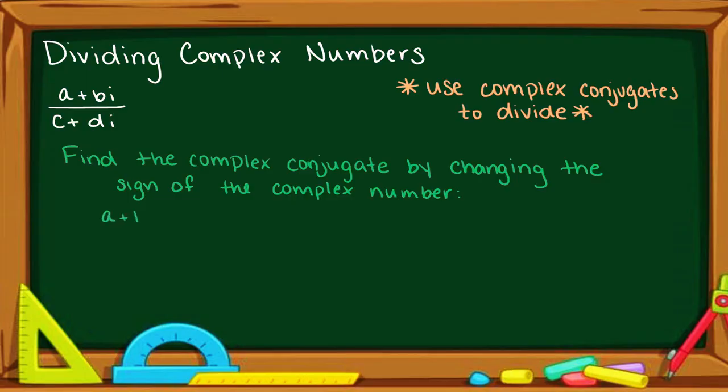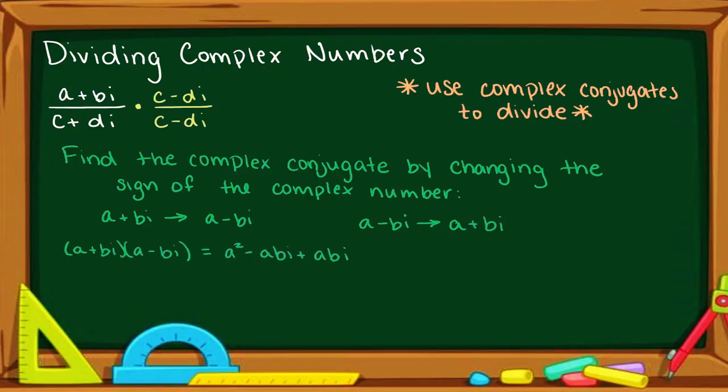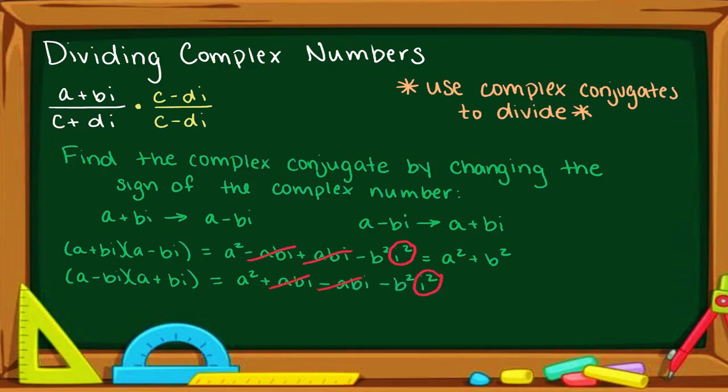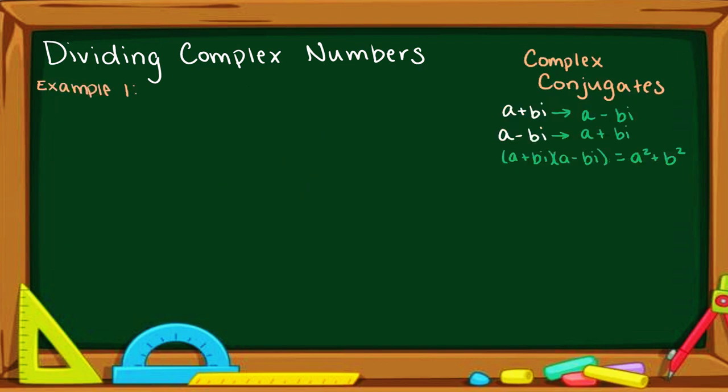For example, a plus bi becomes a minus bi, and vice versa. A minus bi becomes a plus bi. So when I multiply my complex number by my complex conjugate using the FOIL method, I get a squared plus b squared. Regardless if it's a plus bi and the conjugate is a minus bi, or a minus bi and the conjugate is a plus bi, my product is always a squared plus b squared, which is my new denominator for my expression, which is now valid because it is a real number. Let's look at this in action.